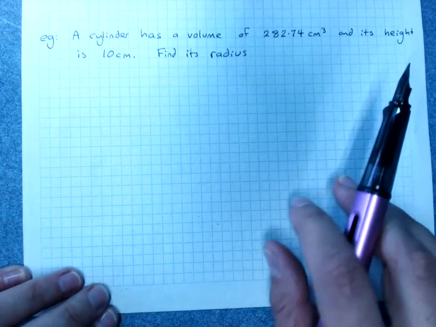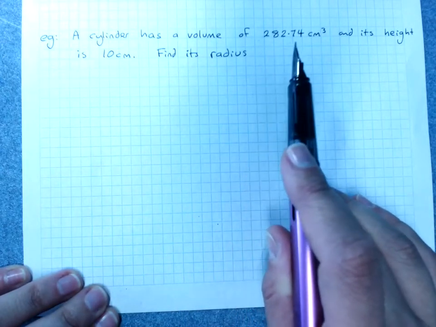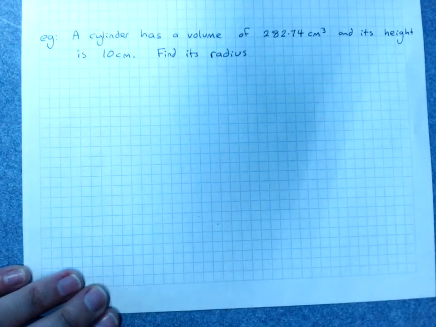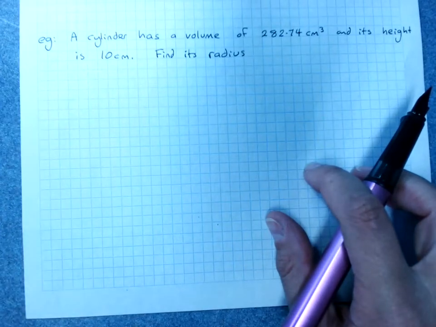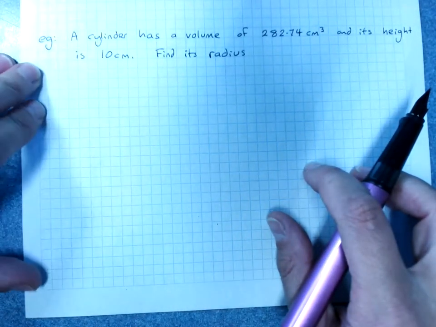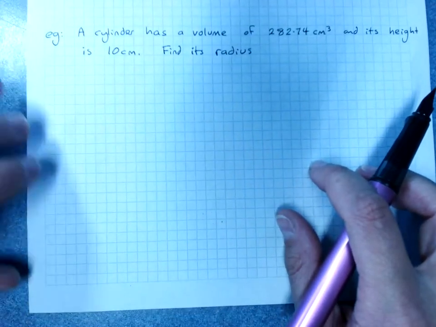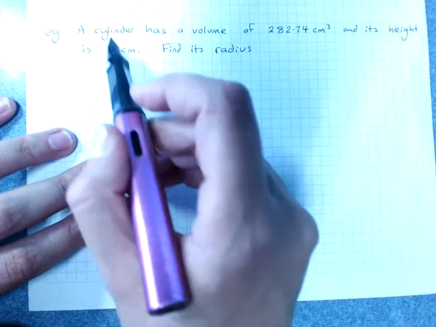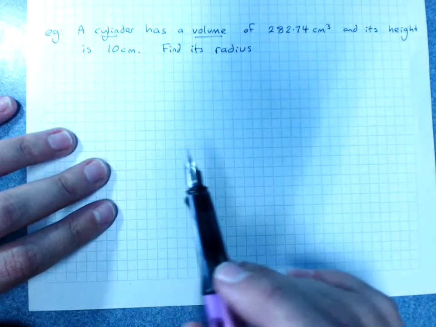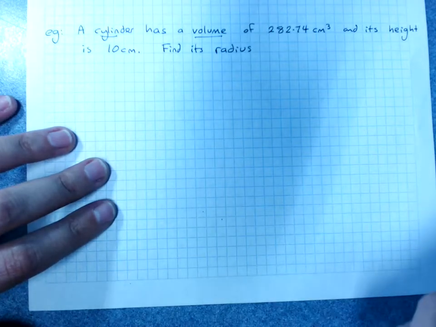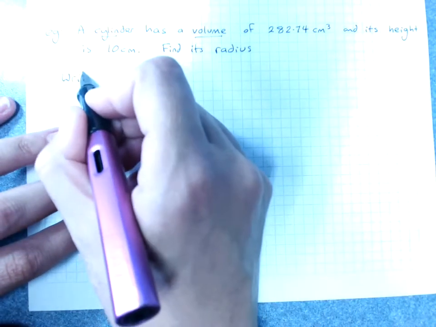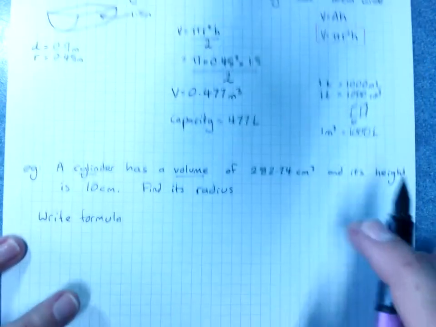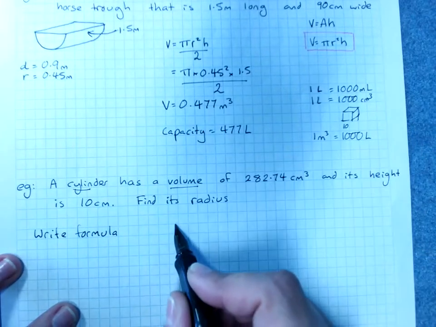E.g., a cylinder has a volume of 282.74 centimetres cubed and its height is 10 centimetres. Find its radius. Now this is a problem-solving situation. We'll need an equation. Anytime you have a question where a formula would be involved and they've said I've got a cylinder and I've got its volume, that's saying to me, you want the volume formula of a cylinder. Write the formula. Any question where there's a formula involved, you should write the formula. This is the volume formula of a cylinder.